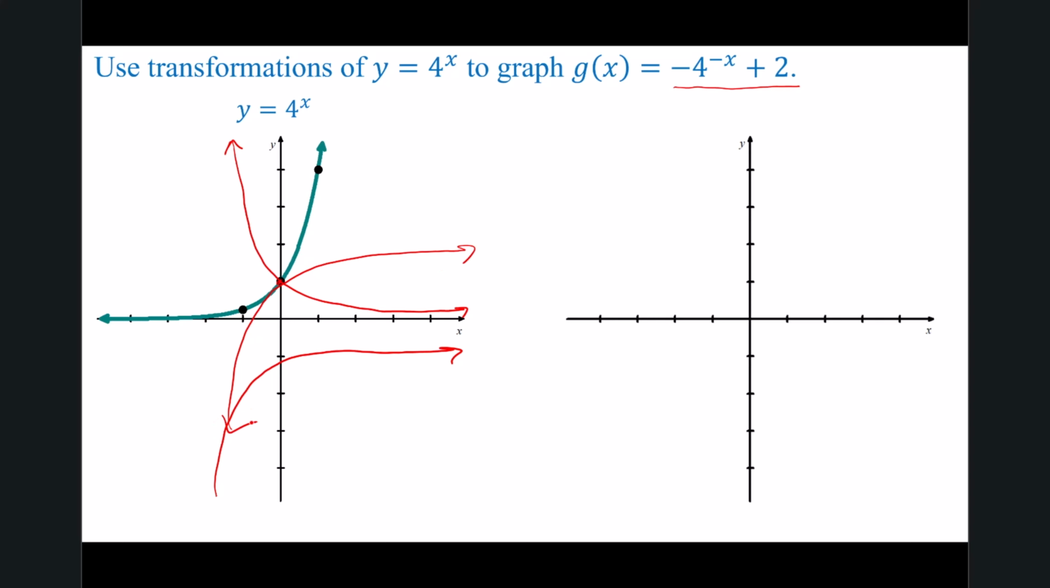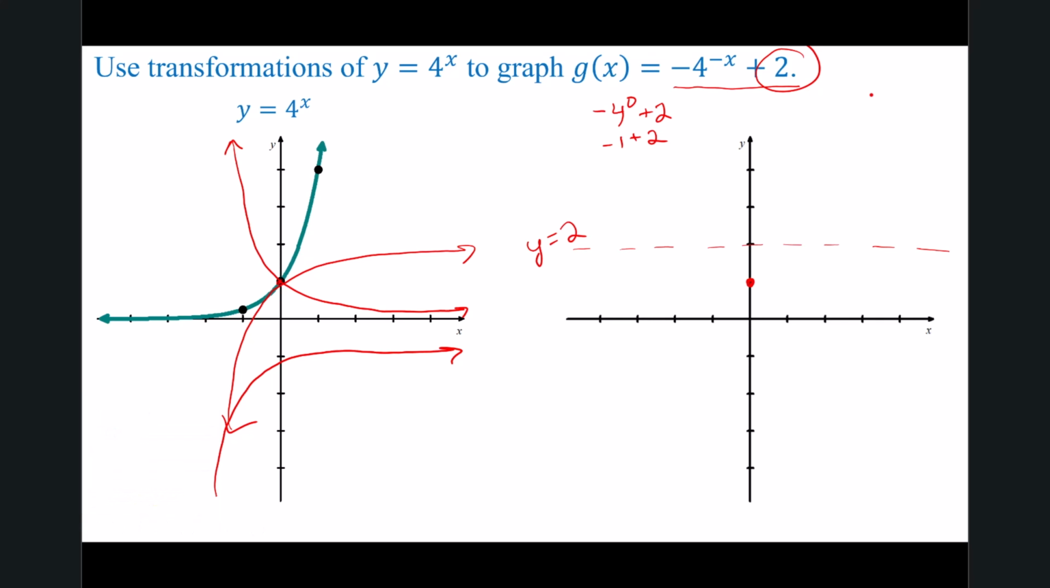So let's actually graph a point or two. If I plug in 0, if we find the intercept, we have -4 to the 0 plus 2, which is -1 plus 2, or 1. So we have the point 0, 1. The asymptote is actually y equals 2. And I know that because of this plus 2 at the end. Our asymptote is usually y equals 0 if we didn't have that plus 2 at the end. The plus 2 moves it up 2.